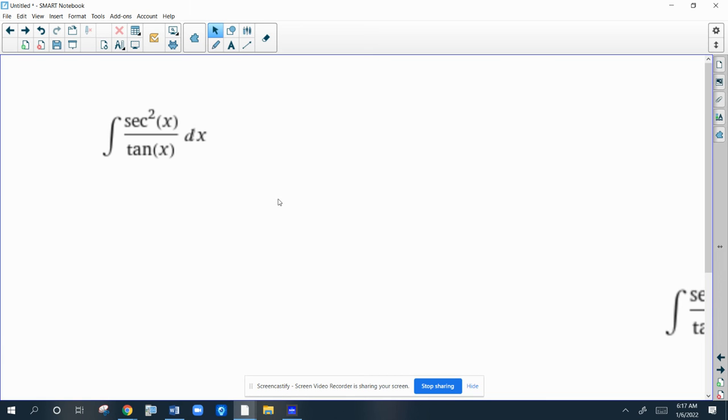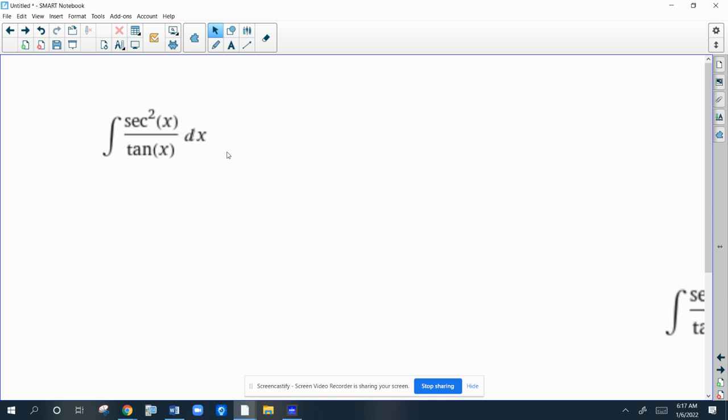Hello, here's another integral. This one involves trig functions, as you can see. So it requires a little bit of thought before you start. Usually, when you do integrals, you like to think about u and think about the derivative of u. So, you know, the derivative of secant is secant tangent, and the derivative of tangent is secant squared. So that tells you something right there. The derivative of tangent is secant squared.